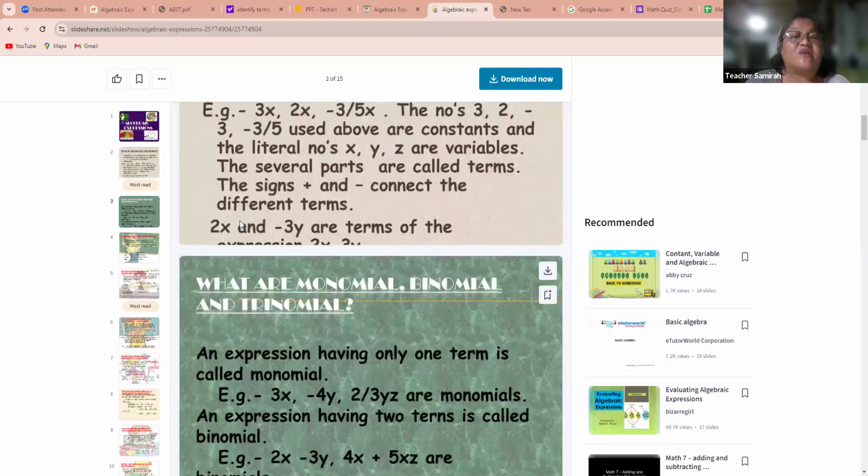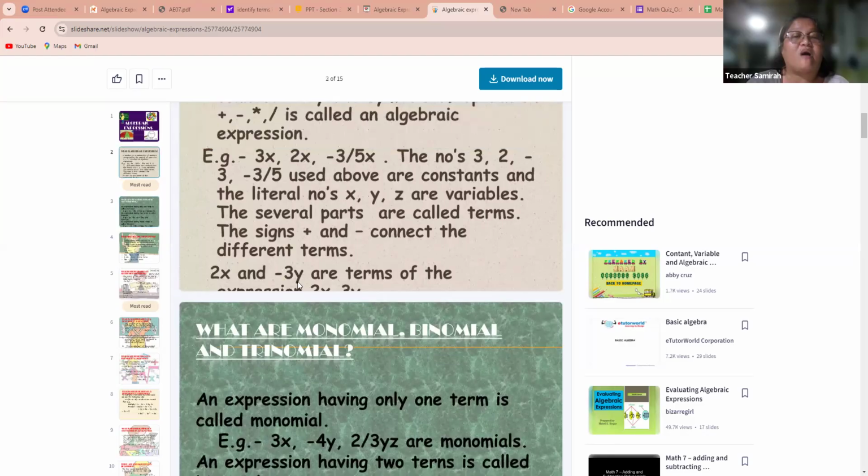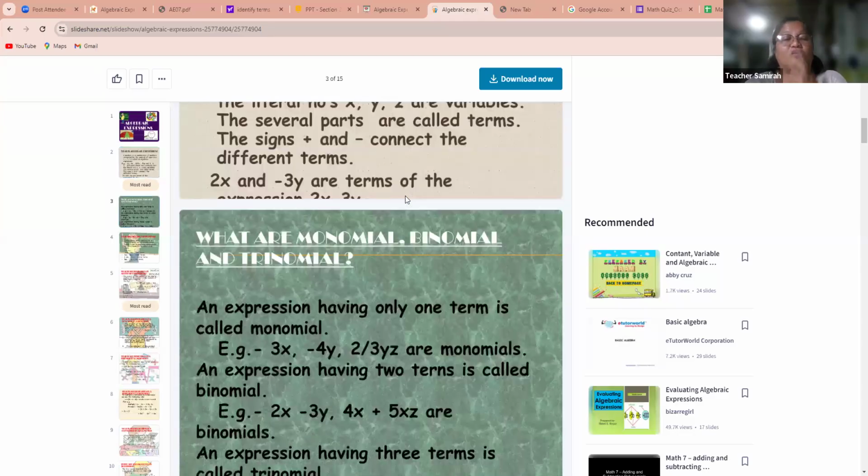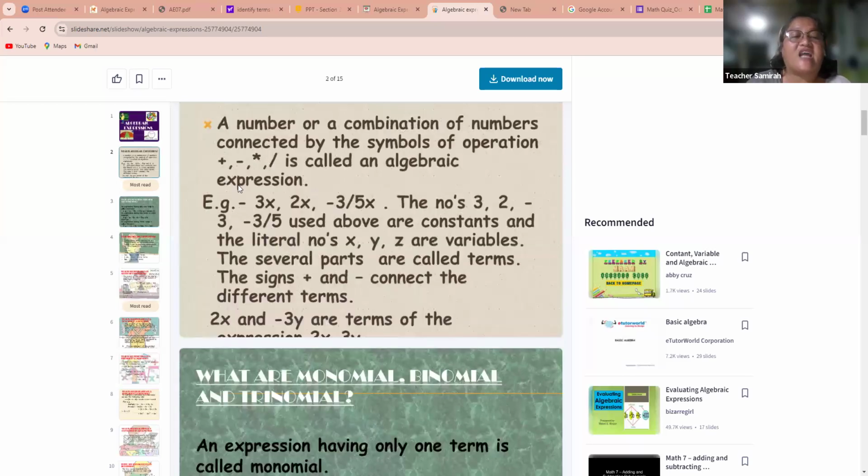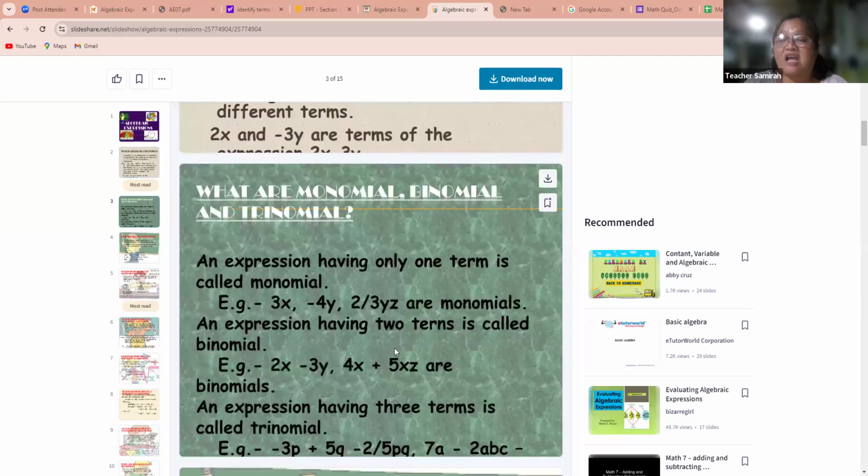Okay? So 2x and negative 3y are terms of the expression 2x minus 3y. By the way, we can also say that the negative 3 beside the x is what we call the coefficient. A coefficient is actually a number before the variable, or a number together with the variable. So that is what you call a coefficient.